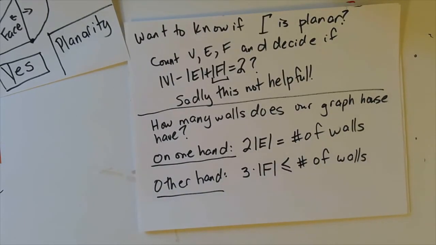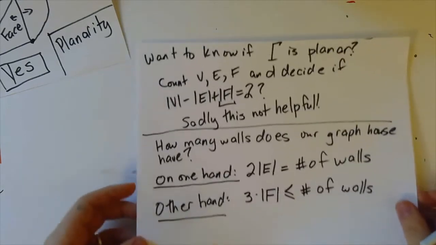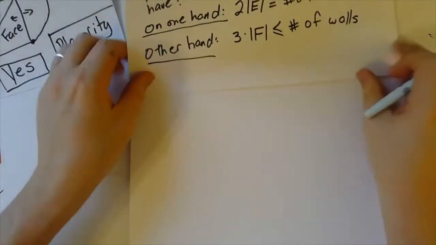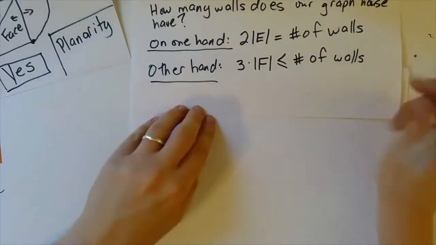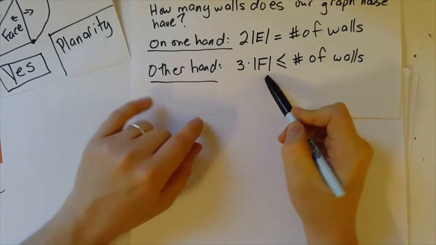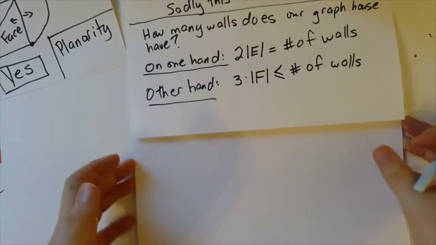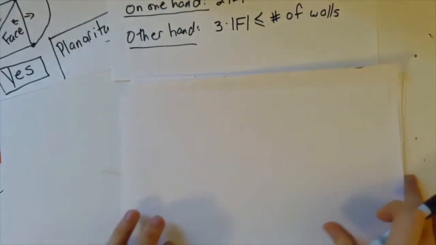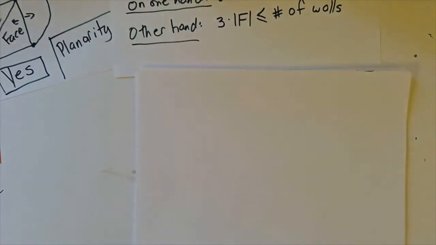And so what does that mean? Well, if I put these two pieces together, this quantity, the number of walls, is exactly 2e, but 3 times the number of faces is less than that. So that means, here we go.